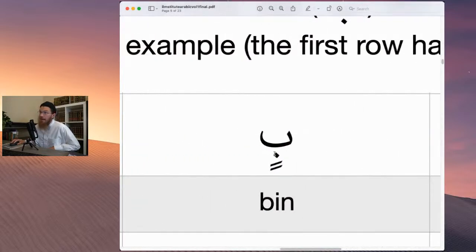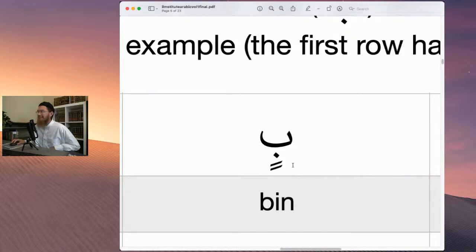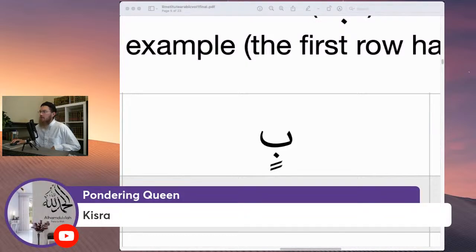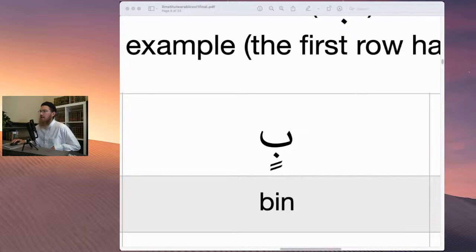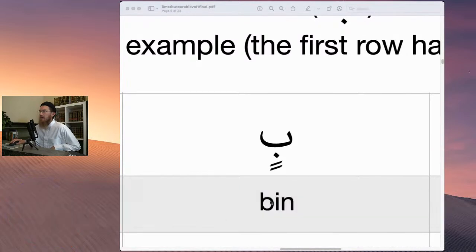All right. This is the letter ba. Of course, we've only learned one letter. It sounds like B. We're going to write a B. Now this has 2 of the same harakat. Which harakat is written beneath the letter? A line written beneath the letter is called a kesra. And the kesra sounds like the letter I. We're using the I to represent the sound of the kesra.